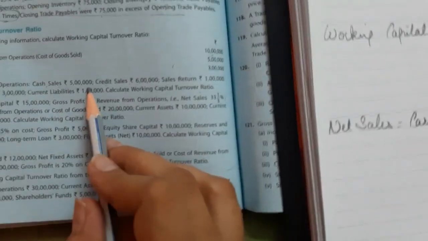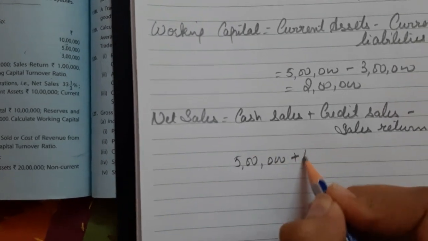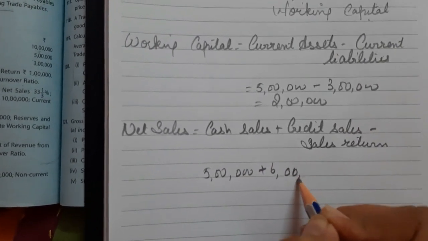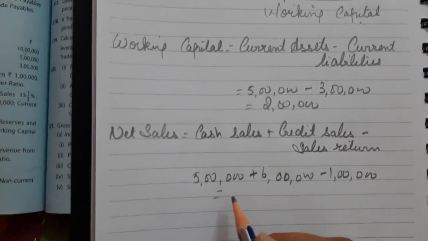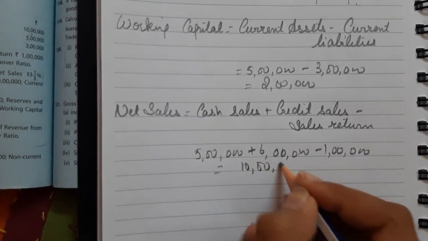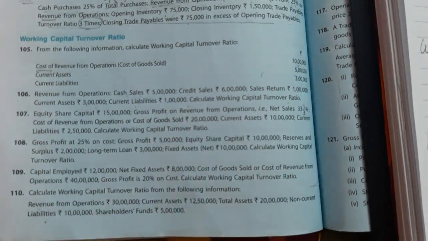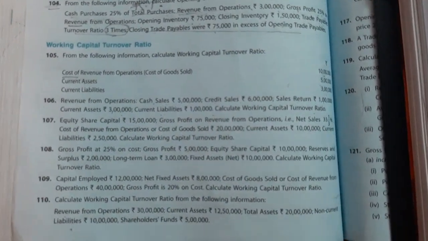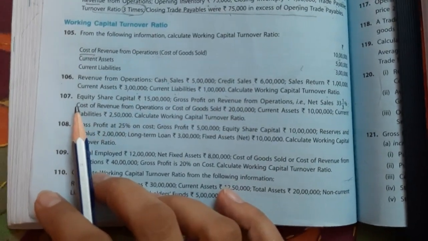So you will get this as 5 lakh, that is cash sales, plus 6 lakhs, that is credit sales, less 1 lakh, that is sales return. So you'll get it as 10 lakh, that is 5 lakh plus 6 lakhs, 11 lakh, less 1 lakh, that is you'll get 10 lakh as your net sales. Net sales will be 10 lakh, that is revenue from operation, and working capital you can easily get: current assets minus current liabilities, you'll get it as 2 lakh, and then you can use a formula. Now moving to the next question, that is question number 107.